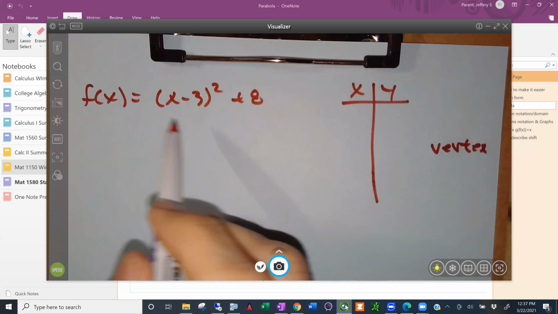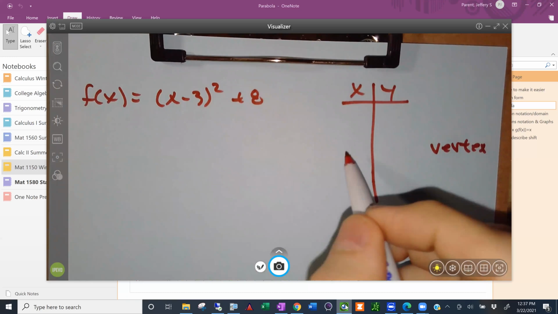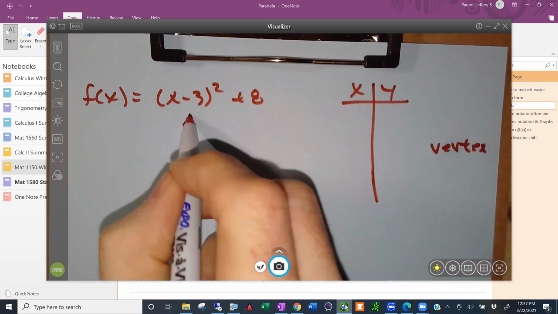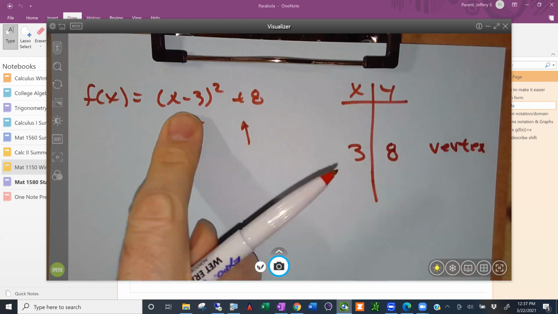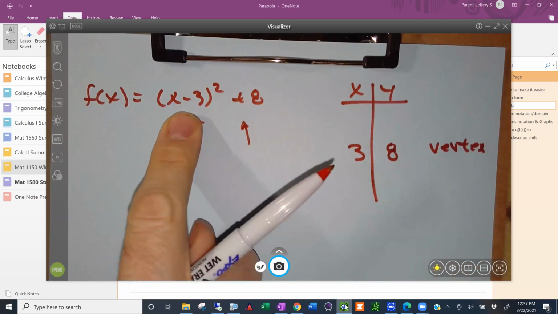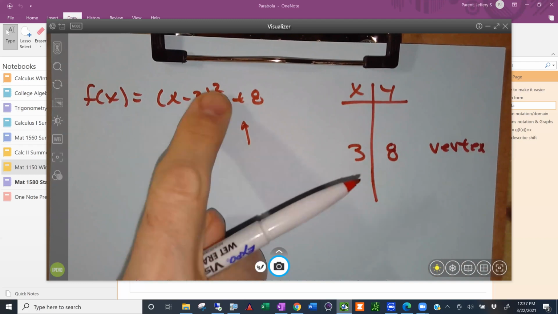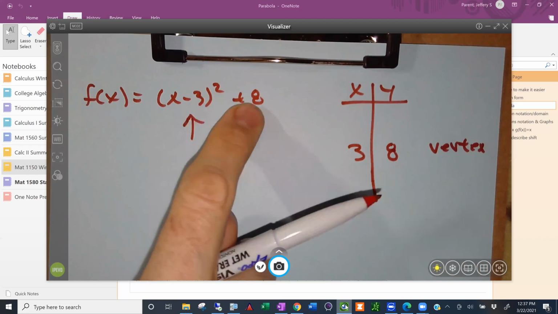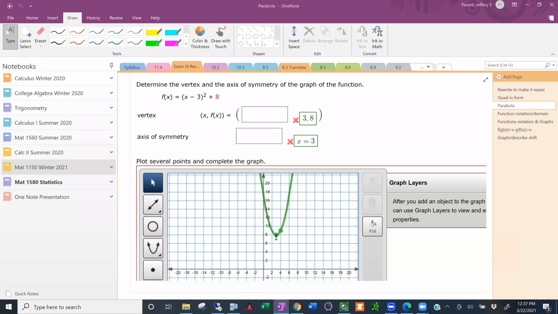You should be able to read off the vertex. What would the vertex be? 3 and 8, or 3, 8. You start by making the squared term equal to 0. If I put in x equals 3, 3 minus 3 is 0. Squared is still 0. 0 plus 8 is 8. So 3 and 8. When you graph this on WebAssign, though, you're going to need 2 points. So this one and one next to it.